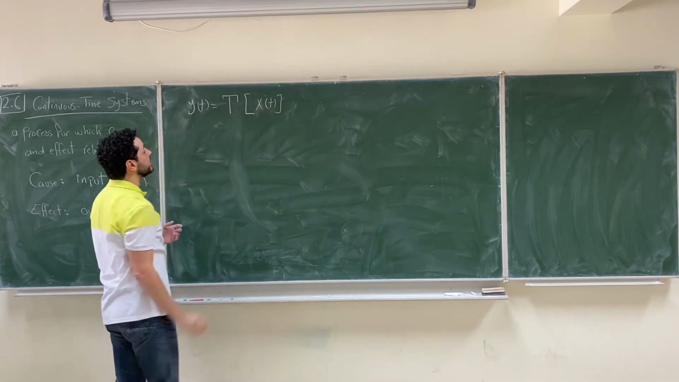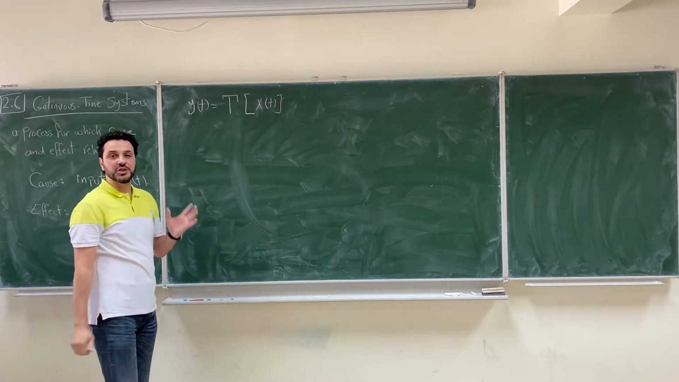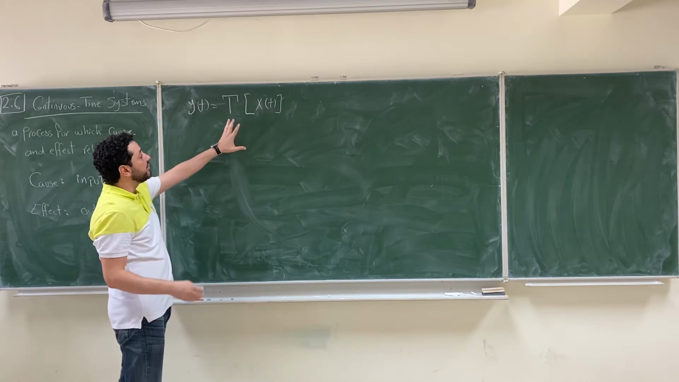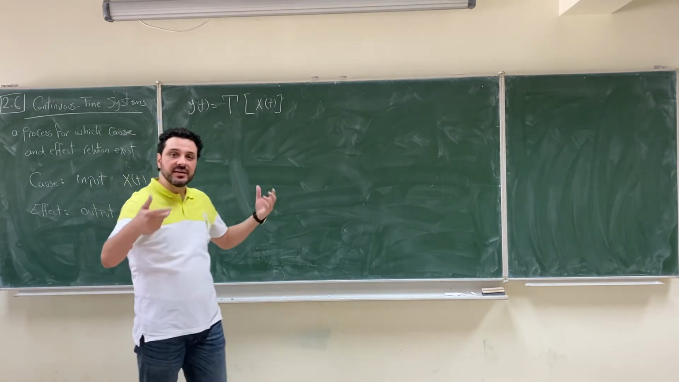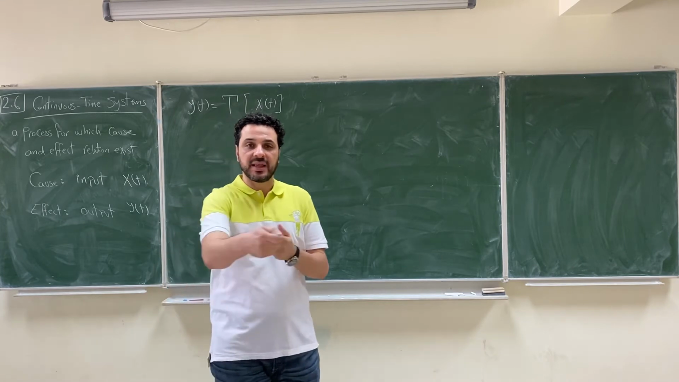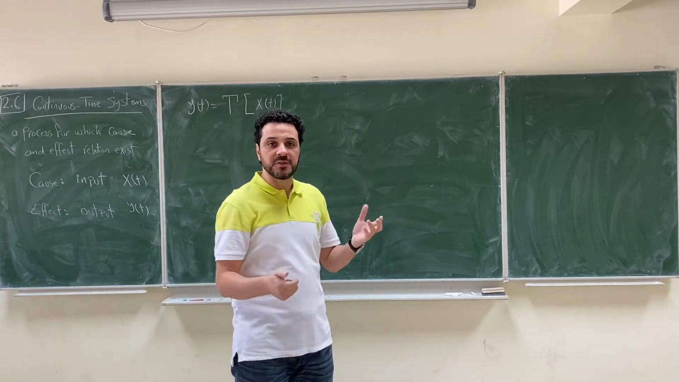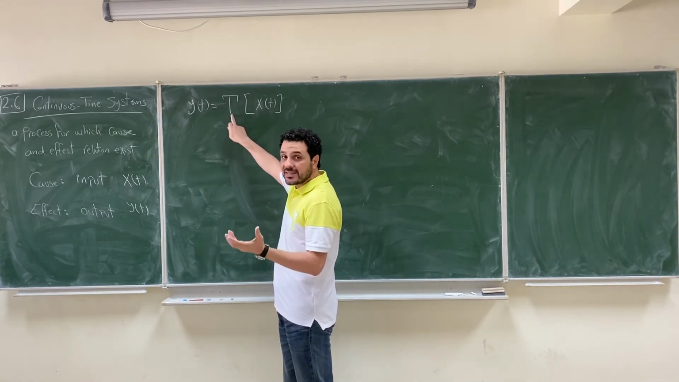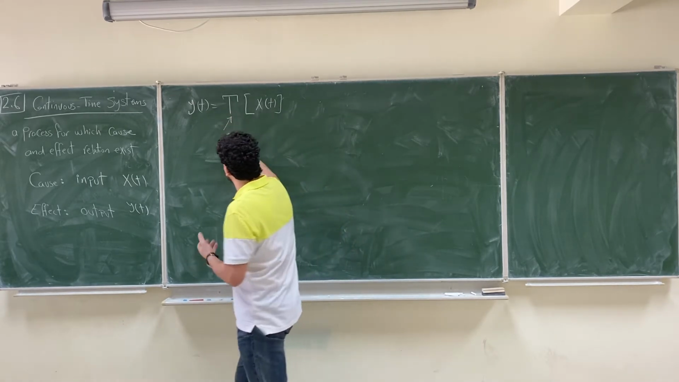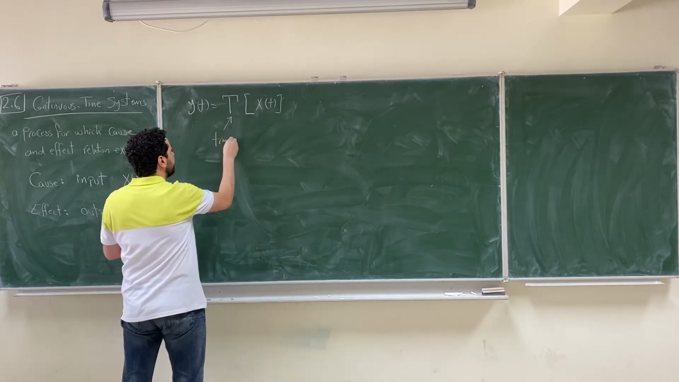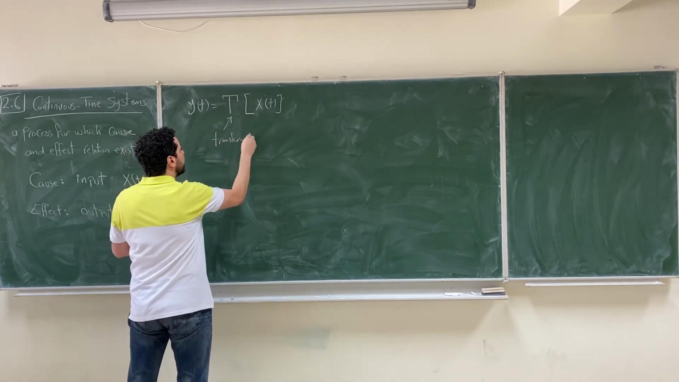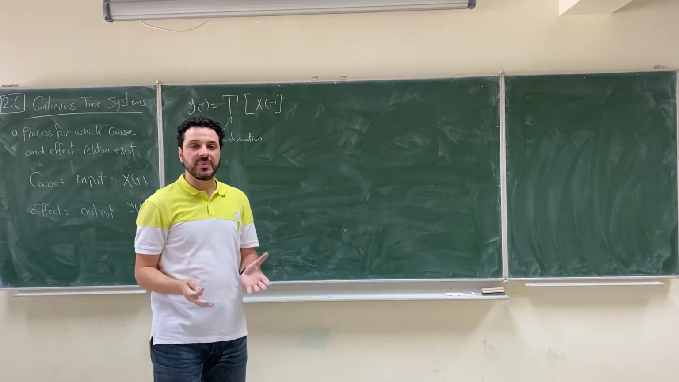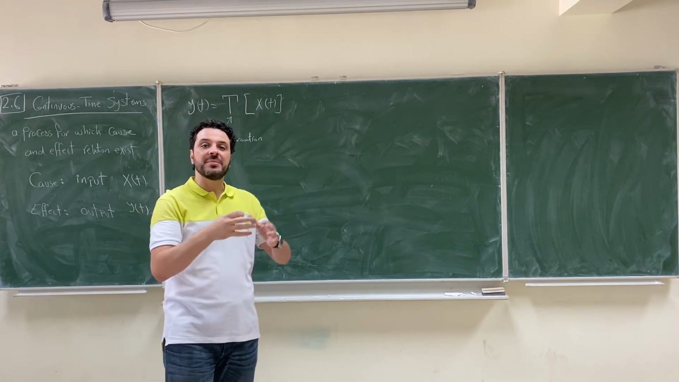Here, this transformation is not a function. You have to differentiate between a function and a transformation. A function is a relation that relates x of t to y of t, where you plug in x of t and you directly get y of t from this equation. But here, this is called the transformation or system model. This is different from an equation. It can be a set of equations, actually.